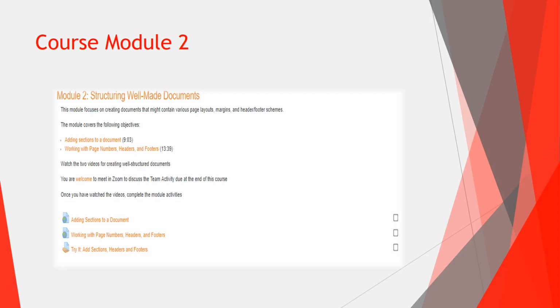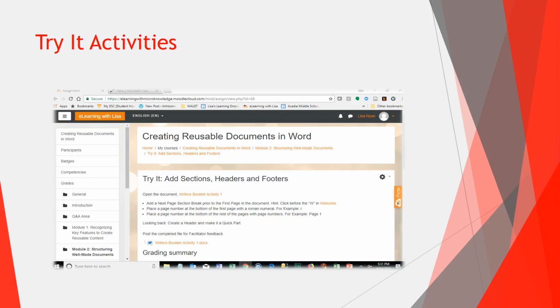If they don't use Zoom for that, there's a Q&A area where, once again, they're introduced to in the welcome activity. But they have the opportunity at any point during the course to post questions. And the intent is so they can interact with the group, but also the facilitator would be giving feedback there as well. So in this case, we're in Module 2, and there's also a Try It section.